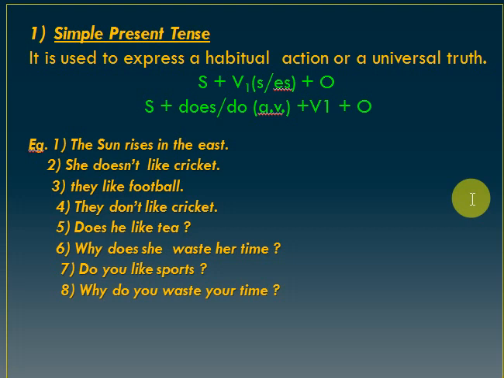If I am saying action took place in the past, that is the past tense. Here, simple means action takes place. Completed, not completed, that we don't know. And the definition is also given here. Habitual action. See the example: the sun rises in the east.